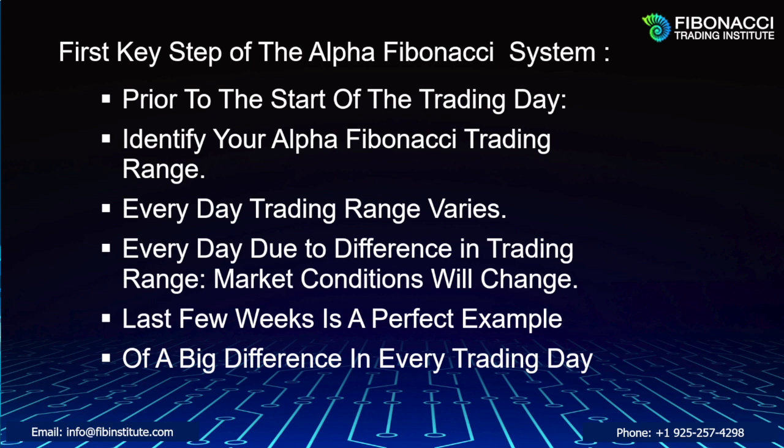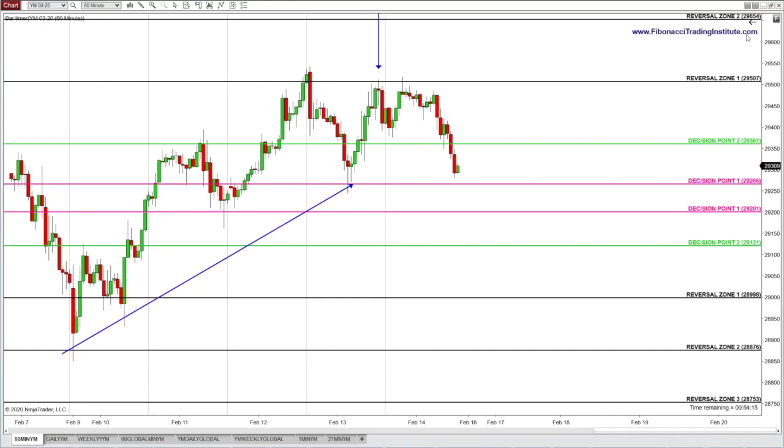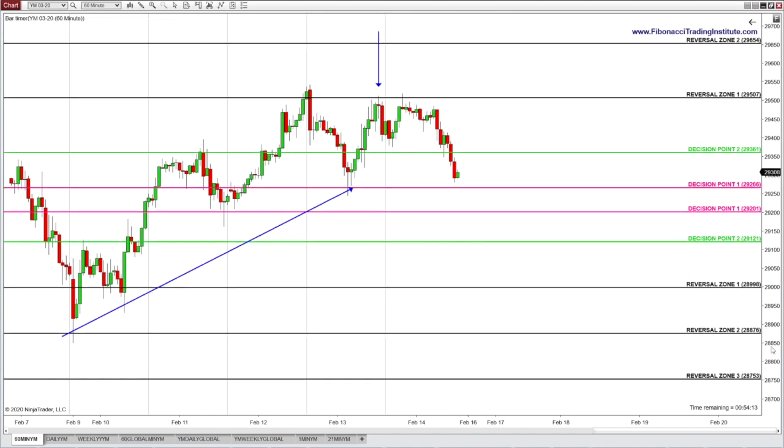So here we are at the first key step of the Alpha Fibonacci system. Prior to the start of your trading day, you must identify your Alpha Fibonacci trading range. Every single day, trading range varies. This is a perfect example of what played out this week. So here's the example on Dow, traders.